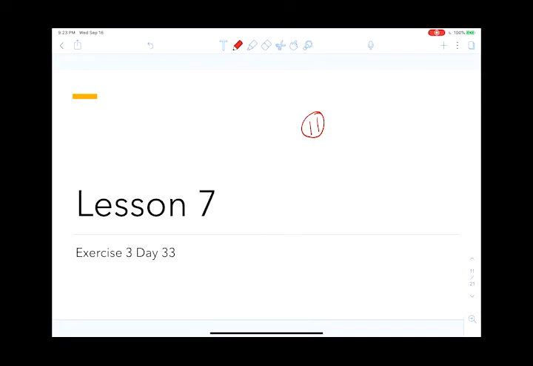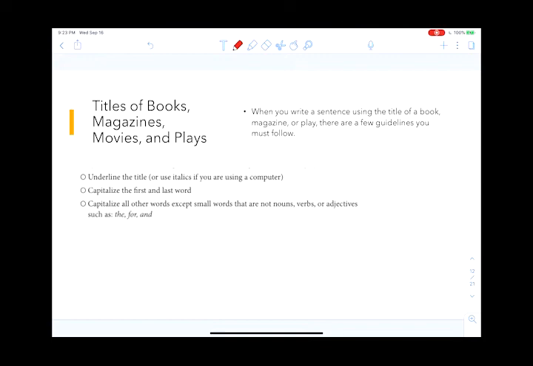Today, for exercise 3, day 33, we will go into the titles of books, magazines, movies, and plays. When you write a sentence using the title of a book, magazine, or play, there are a few guidelines you must follow. First, underline the title or use italics if you are using a computer.